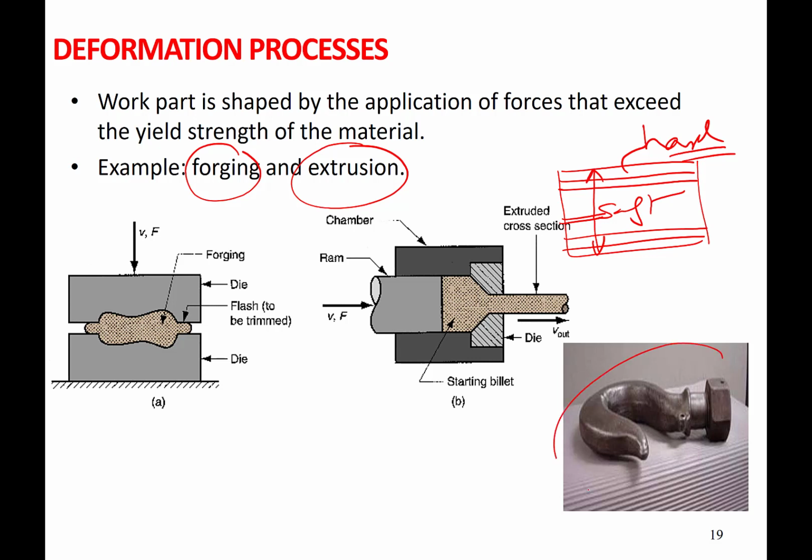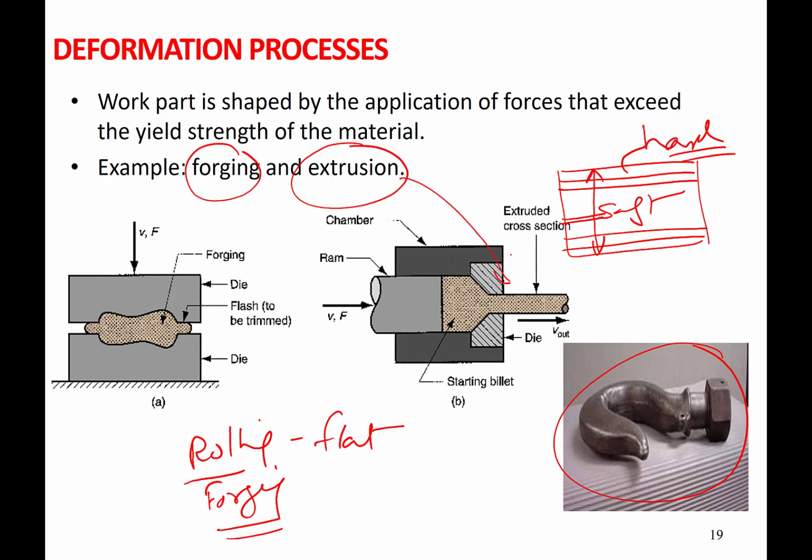This is a typical example where hooks are usually made using the deformation based processes. So rolling is used for making flat sheets and strips, forging is used for making little complex shaped products, and extrusion is used for making uniform section products of the metal. These are the deformation based processes.